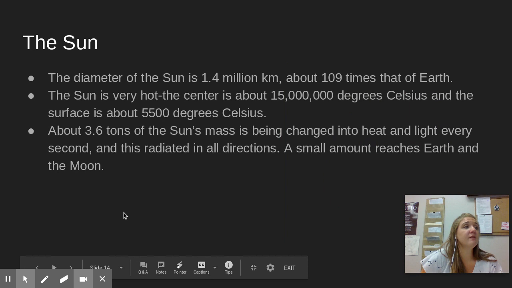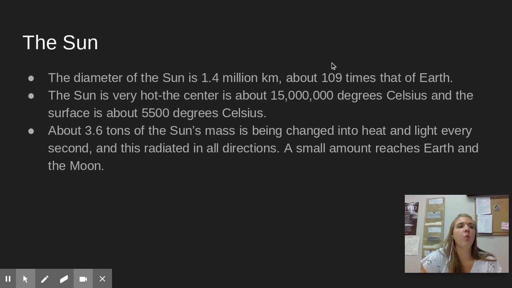Now, the diameter of the sun is 1.4 million kilometers, about 109 times the size of Earth. That's where the 109 came from. See, I knew I messed it up somewhere. So, the diameter of the sun is about 1.4 million kilometers. Okay, that is extremely, extremely huge.